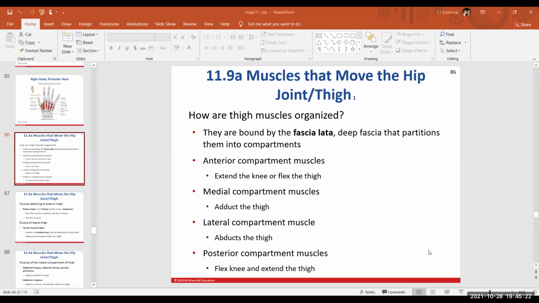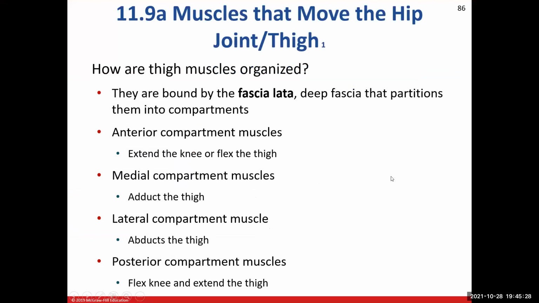Perfect. So let's go ahead and do the lower extremity today. And so we will start off here by talking about the muscles of your thigh and your hip. So we're going to go right into how we organize the different compartments of the thigh. Your thigh is going to be that portion of the lower extremity between your hip and your knee.